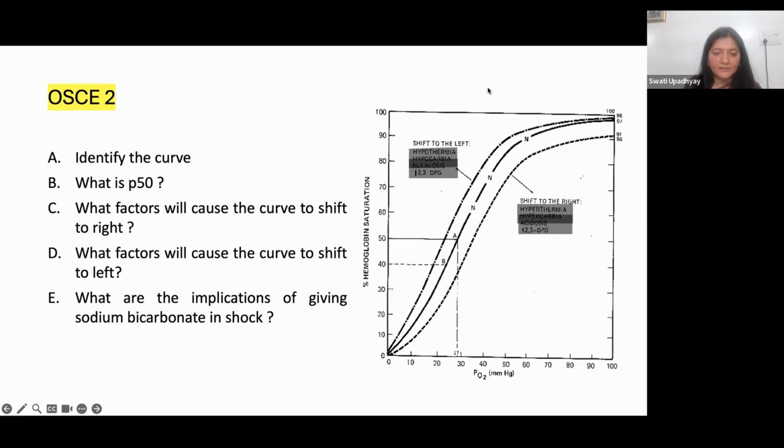Yes, I think all of you are correctly mentioning the shift to right, and the shift to left will happen in hypothermia, hypocarbia, alkalosis, anything where oxygen loading will become easy, but unloading becomes difficult. So hemoglobin holds on to oxygen so tightly that it is actually harder for it to release. So this we have to remember, because there is clinical implication of this as well. All right. So yes, I think most of you have answered this very well. Shift to right and shift to left. Now the last question regarding this graph is, what are the implications of giving sodium bicarbonate in shock?